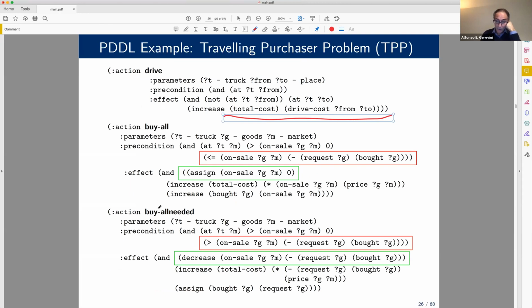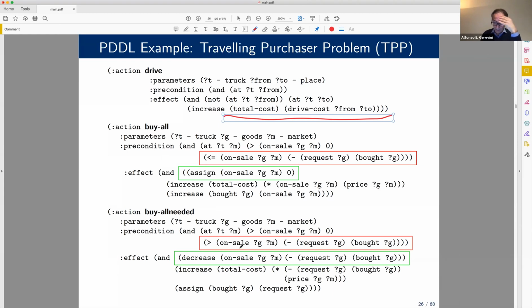Then we have 2 actions for buying the goods that are different in this sense. Buy all allows you to buy everything, that is, all the amount of the good that is sold by the market. In order to do that, the amount that is available at the market should be less than what you need. In the buy all needed, we don't buy everything, but we buy only a fraction of the amount that is available at the market, and that fraction is the fraction that we need to reach the request.